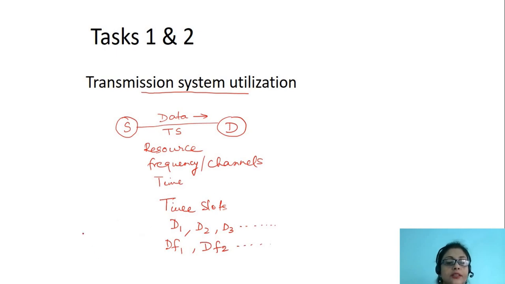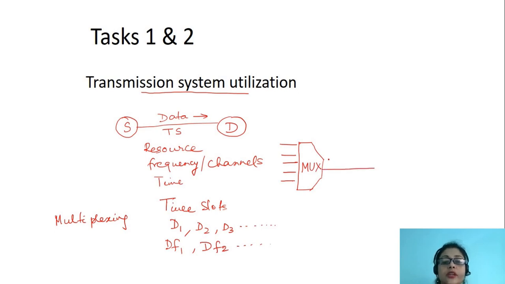So we can use the technique which is known as multiplexing. Multiplexing means a large number of data are fed to this device which is called a MUX. And through a single communication link, all these data like D1, D2, D3, etc. are interleaved and passed through the transmission medium. This is called multiplexing. So in this way, we can share the resource among multiple devices and multiple messages.